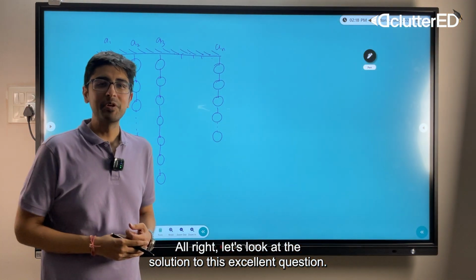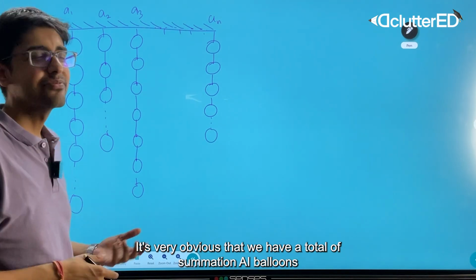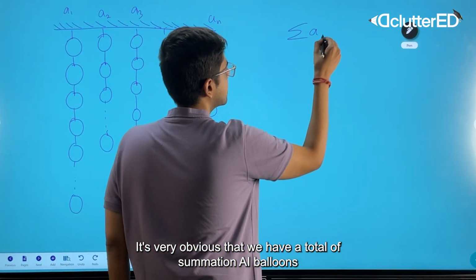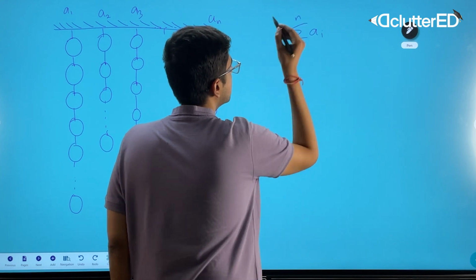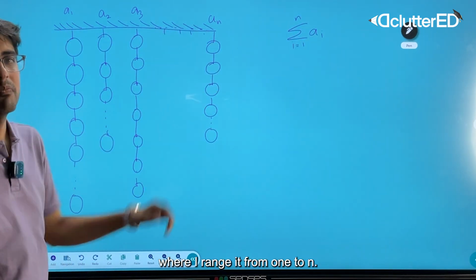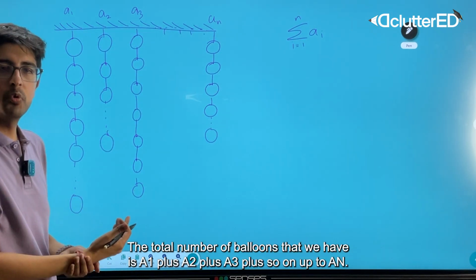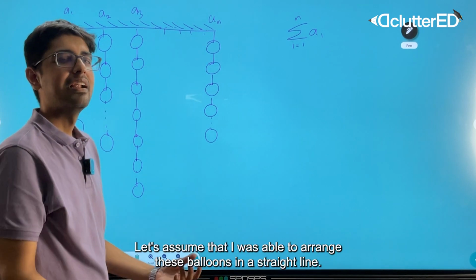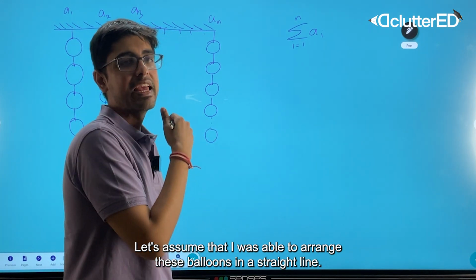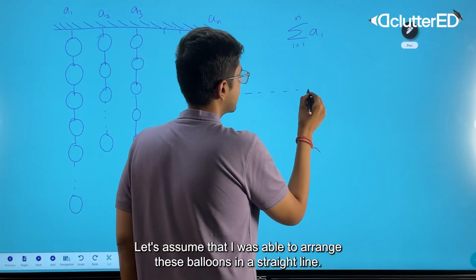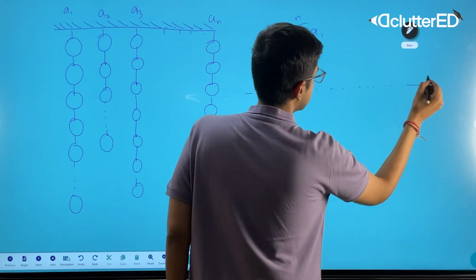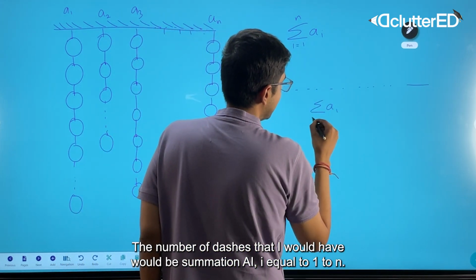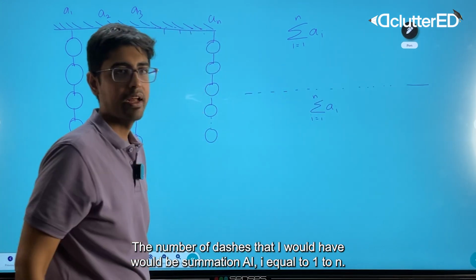Alright, let's look at the solution to this excellent question. It's very obvious that we have a total of summation Ai balloons, where i ranges from 1 to n. So the total number of balloons that we have is A1 plus A2 plus A3 and so on up to An. Let's assume that I was able to arrange these balloons in a straight line. So the number of dashes that I would have would be summation Ai, i equal to 1 to n.